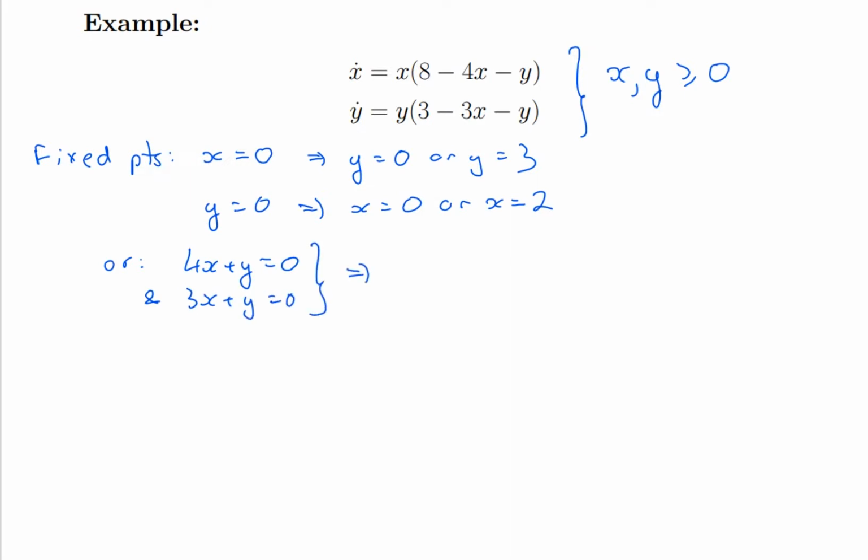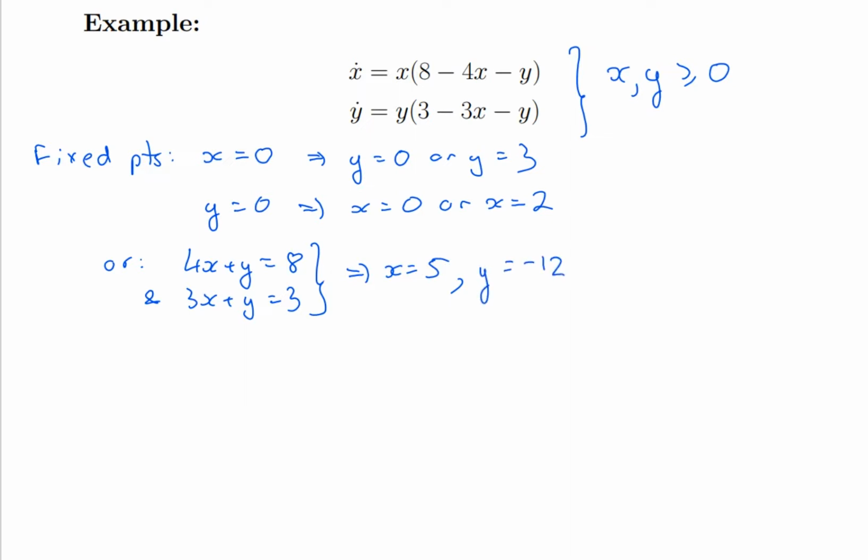Subtract those equations. Oops. Let's just correct that. 4x plus y is equal to 8. 3x plus y is equal to 3. That looks better. Subtract the equations, you get x equals 5. Substitute x equals 5, you get y equals negative 12.